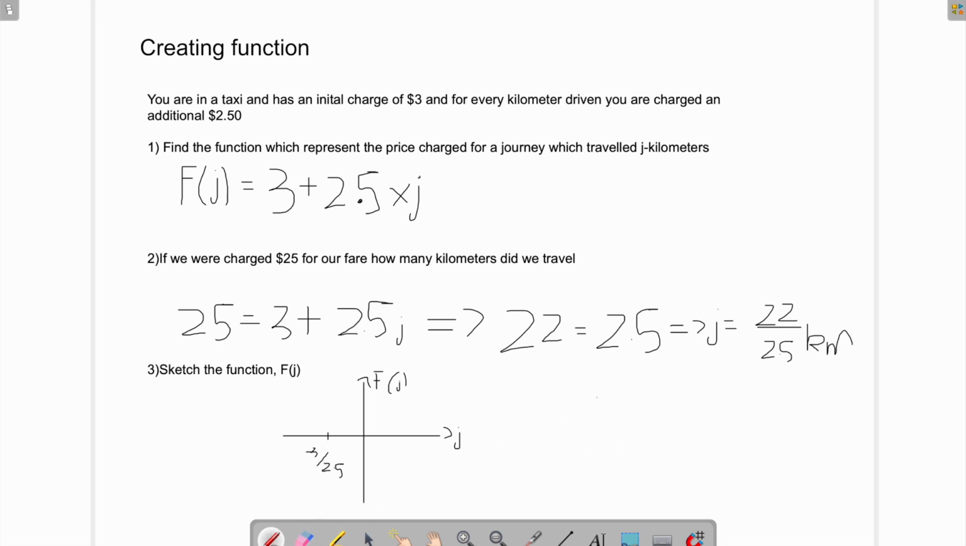Awesome. So now let's see the case when j is equal to 0. When j is equal to 0, f of 0 is a more accurate description, is equal to 3 plus 2.5 times 0, which anything times 0 is 0, so we get 3. Awesome. So now we know our y-intercept, our f of j is 3, and therefore we can sketch the function as a straight line, just like that.